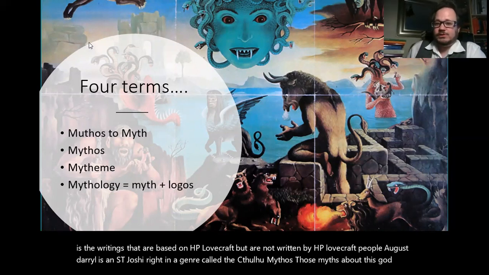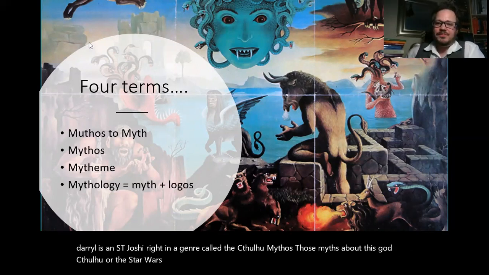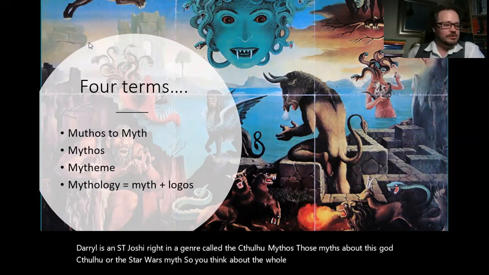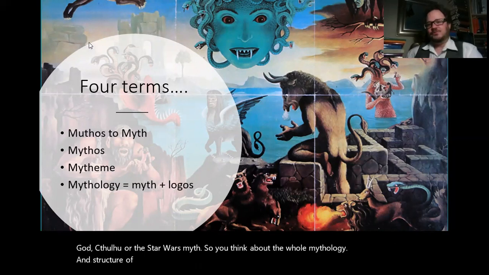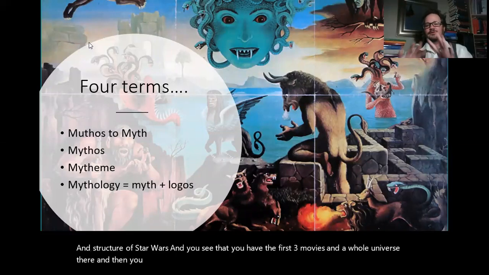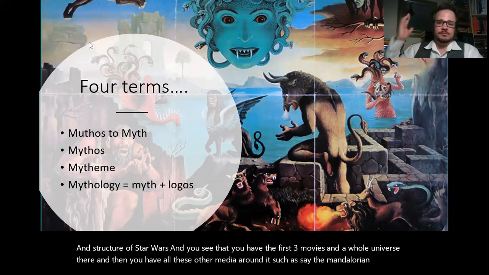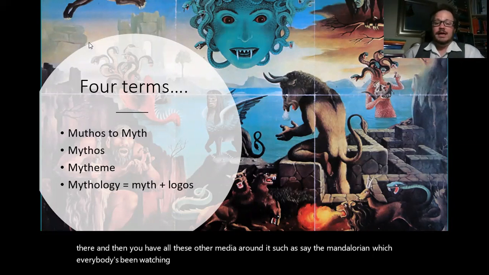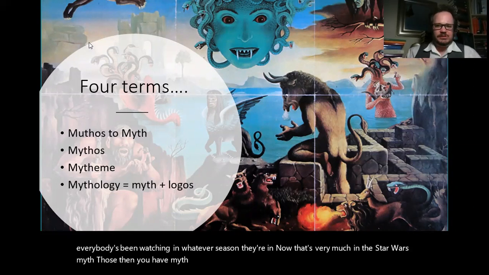Or the Star Wars mythos. So you think about the whole mythology and structure of Star Wars, and you see that you have the first 3 movies and a whole universe there, and then you have all these other media around it, such as The Mandalorian, which everybody's been watching in whatever season they're in now. That's very much in the Star Wars mythos. Then you have mytheme. This is a term that's not used as much in the academy, but I quite like it.